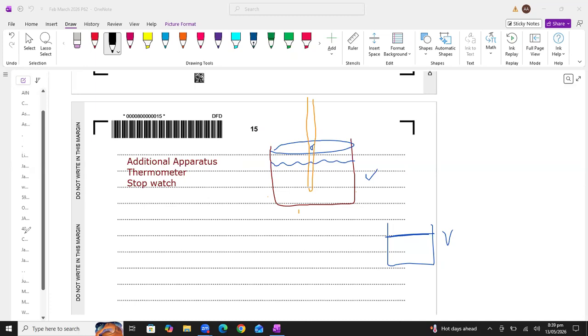All right. So now what we will do, first we will record the initial temperature of hot water, and we will record this value in the table. Then after every 30 seconds or 60 seconds, we will record the change in temperature. All right. We will record the change in temperature after every 60 seconds.